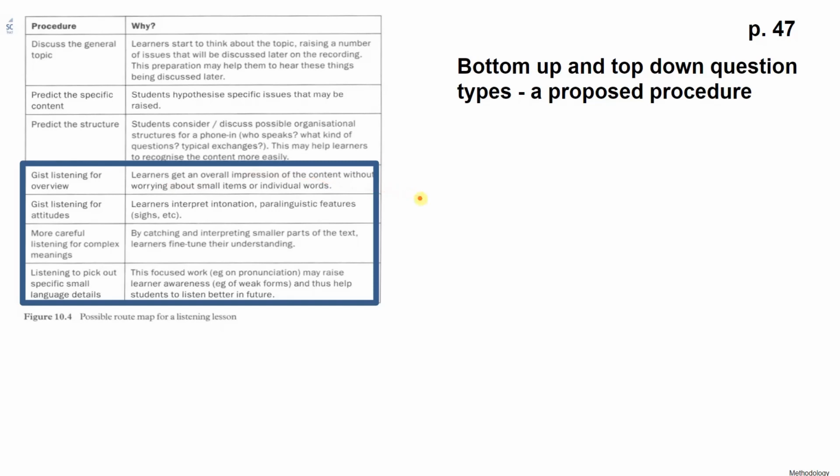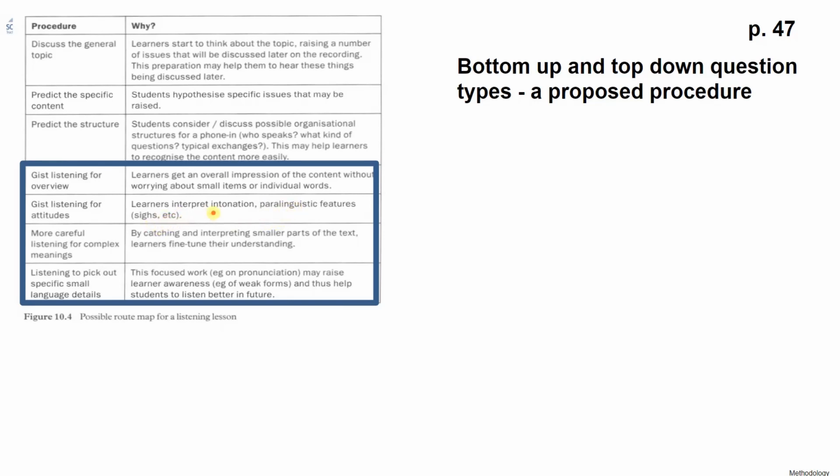And Scrivener also likes the idea of listening for attitudes. So there's small things that can give us clues about attitude, right? So they could interpret intonation, paralinguistic features, sighs, but you kind of have to listen to the whole thing to get the attitude or the mood. So it's little things that give us a clue about the big idea.